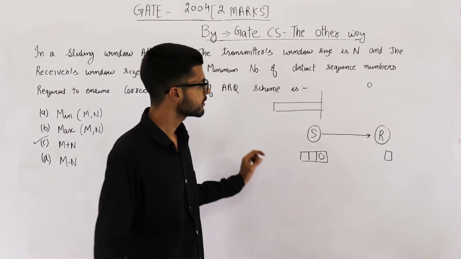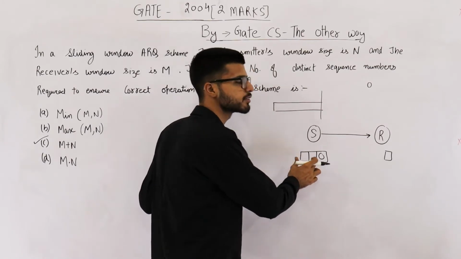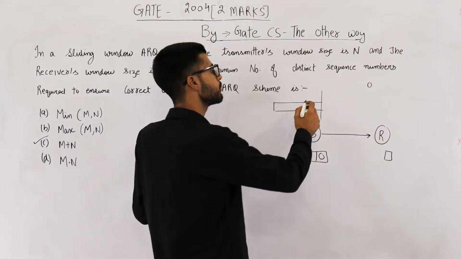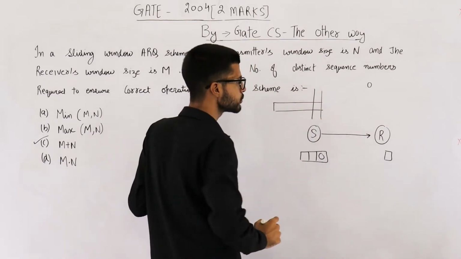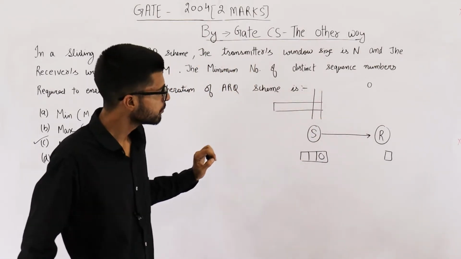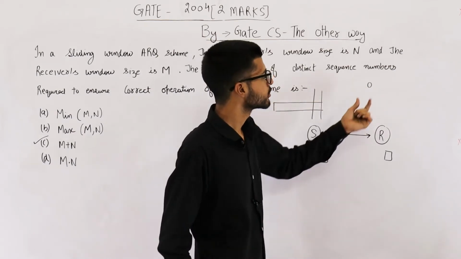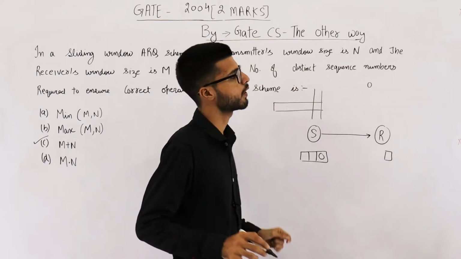Now the sender sees it has empty space in window. That means it can send more packets. So it will prepare the next packet. This packet is prepared, but sender will see next sequence number is not available. So only one sequence number will not do the job.